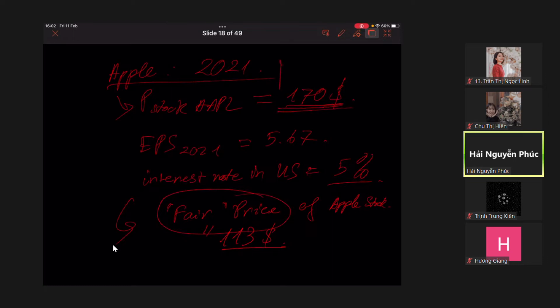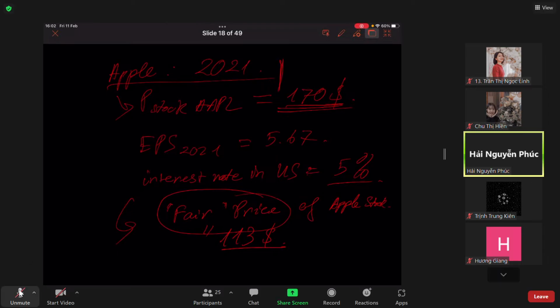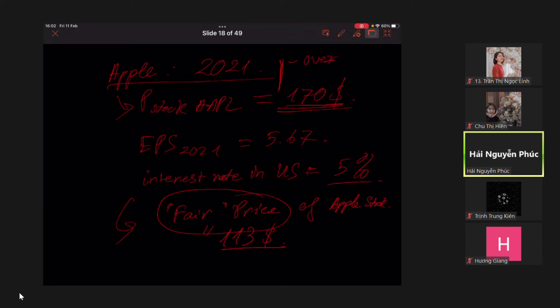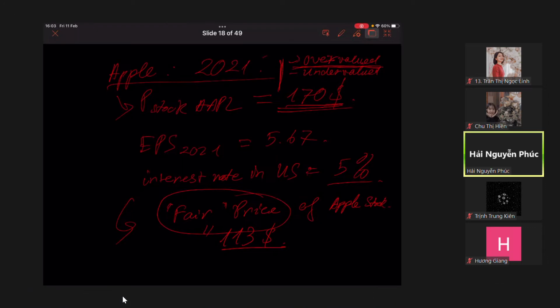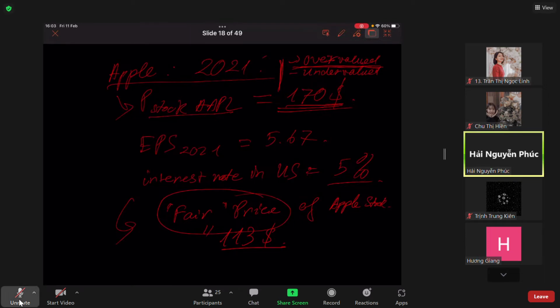Would you please tell me, if we have only these two pieces of information, can we say the price for the share of Apple is overvalued or undervalued? Overvalue means priced too high, undervalue means priced too low. What do you think? It's overvalued. Yes, if we have this information, we can say that it might be overvalued. So you should be quite careful if you are about to make a decision of buying or not buying the share of Apple. Understand my point?